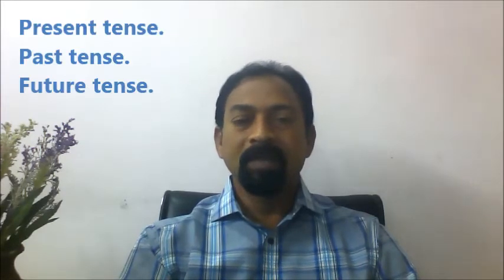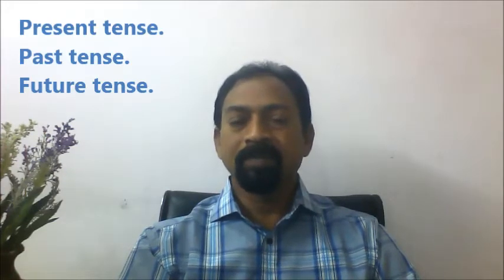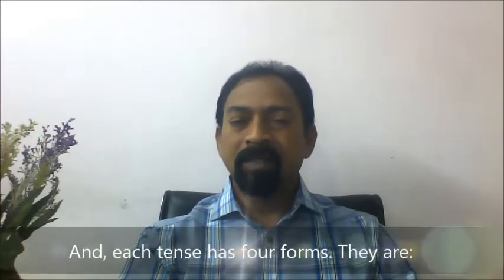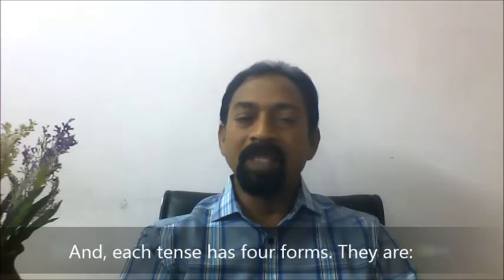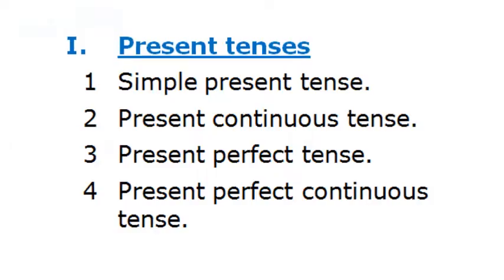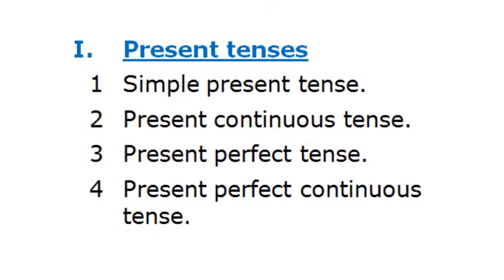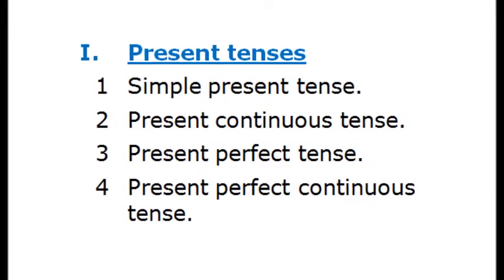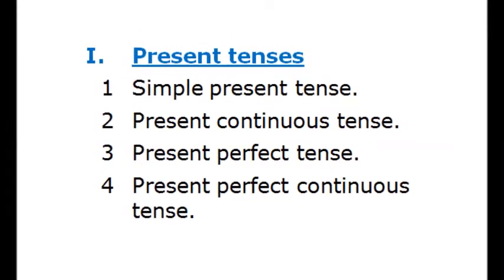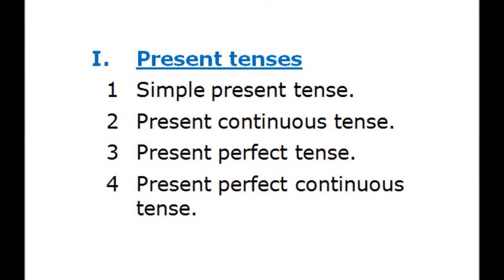And tenses. There are 3 tenses in the English language. They are present tense, past tense, and future tense. But again, each tense has 4 forms. The 4 forms are simple present tense, present continuous tense, present perfect tense, and present perfect continuous tense.